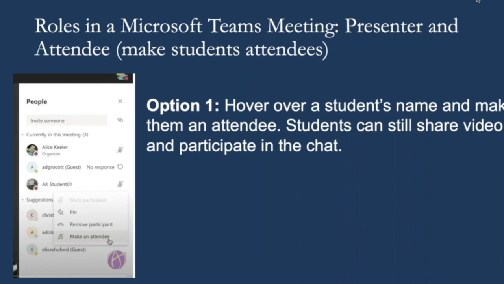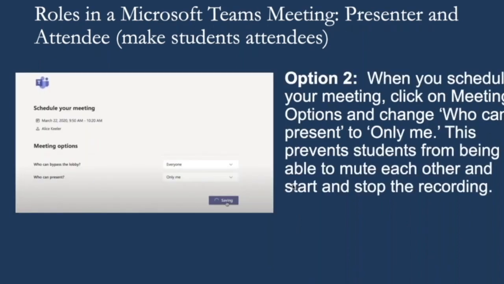So one way to do it is when you start the meeting and your students join, you can hover over your students' names and actually just make them attendees, and they can still do everything that I just mentioned. The second option is the screen you just saw before. If you click on Meeting Options, so that's the button that you click on, you want to change who can present to only me. So again, this prevents them from being disruptive, muting each other, starting and stopping the recording, etc.